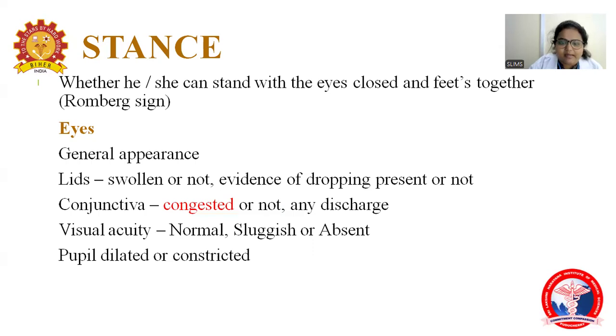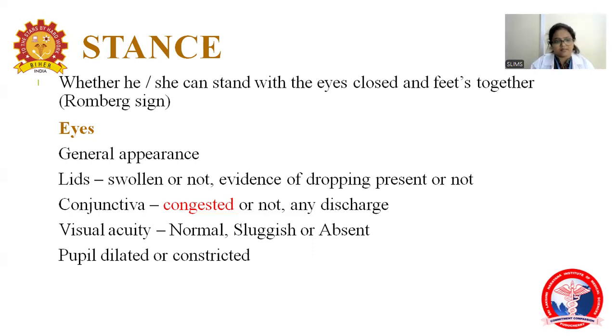This test is done, and a normal person will be able to stand by closing his eyes and his feet together. But a person who has consumed alcohol or a person with cerebellar disturbances will not be able to perform this test, and there will be swaying where the person is not able to stand and he moves laterally and tends to fall. So this Romberg sign will be positive in a person who has consumed alcohol.